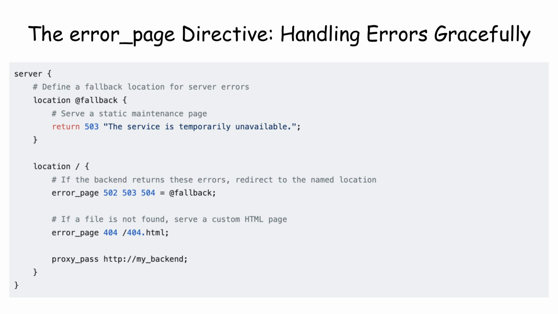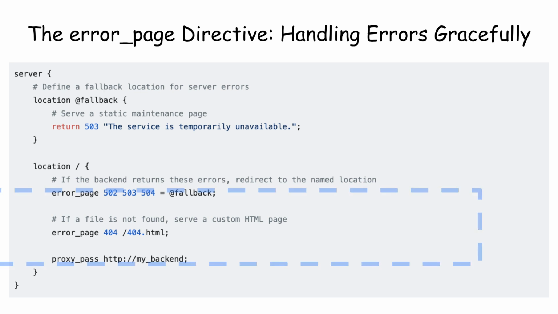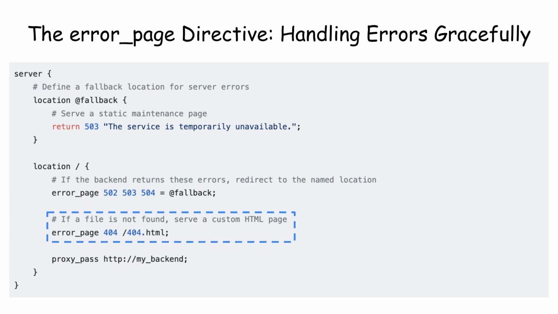By default, when something goes wrong, Nginx shows its own plain, unstyled error pages. The error_page directive gives you full control over this experience. Its most common use is to serve a custom, user-friendly HTML page for common errors, like a 404 not found. But it's also a powerful control flow mechanism.